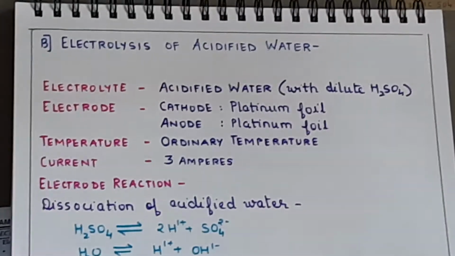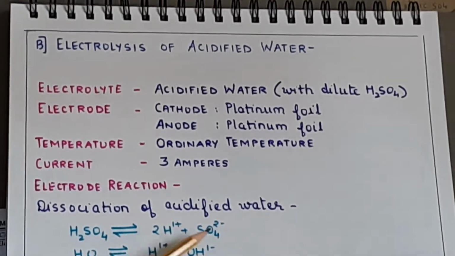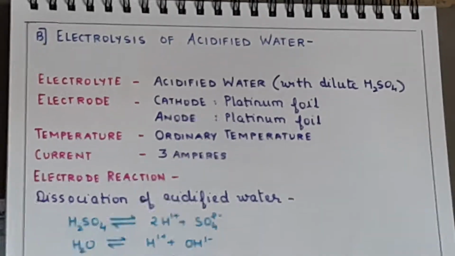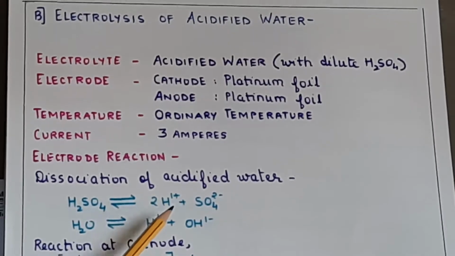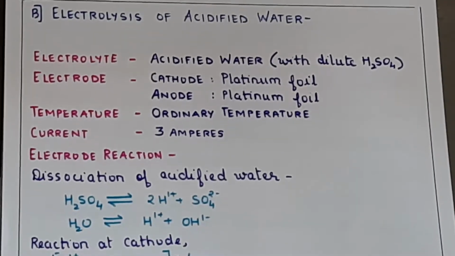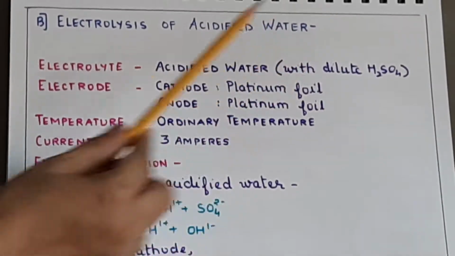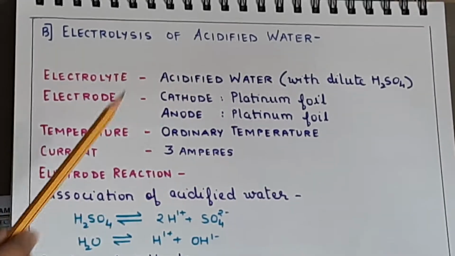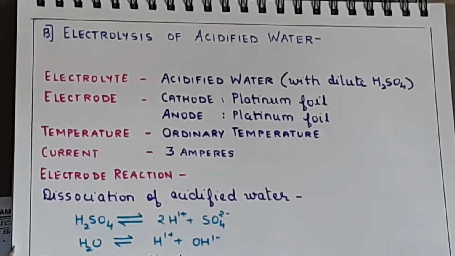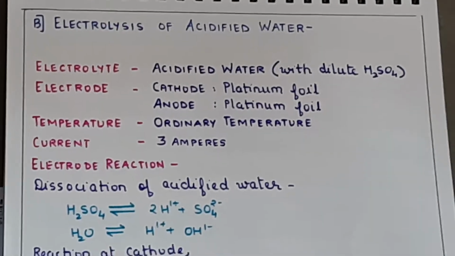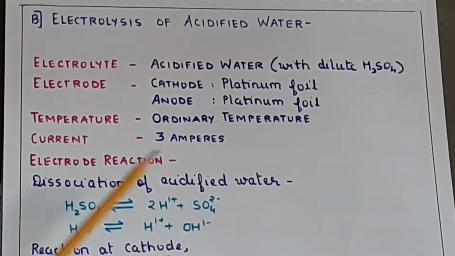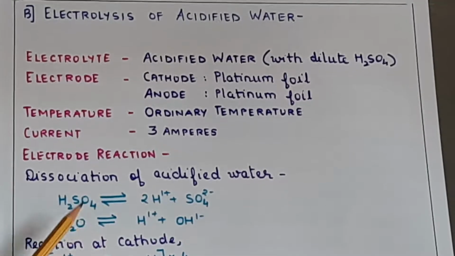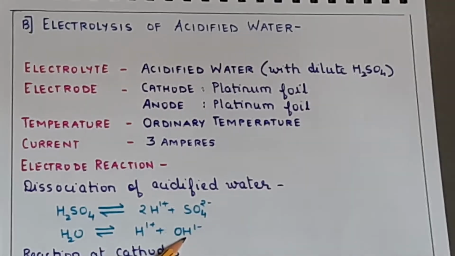Dilute sulfuric acid will dissociate to form the ions, hydrogen ions and sulfate ions, which in turn help the water to form the ions H plus and OH minus. So since now free ions are available in solution, it will conduct electricity. So the role of dilute sulfuric acid is very important. Now the electrodes, cathode and anode, are both inert platinum foil. Temperature is ordinary temperature, current is 3 amperes. Once you pass the electric current, in this assembly, the dissociation of acidified water takes place. Sulfuric acid will form hydrogen ions and sulfate ions, and water will again form hydrogen ions and hydroxyl ions.